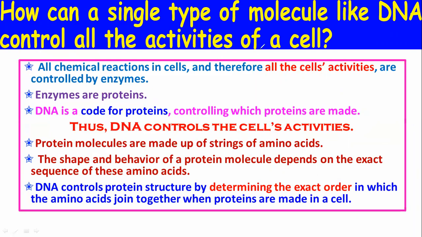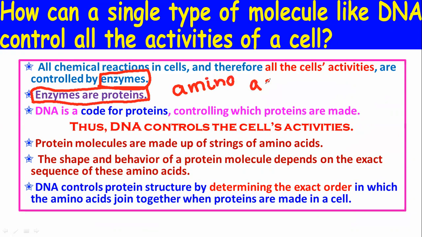So the question comes to mind: how can a single type of molecule like DNA control all the activities of your cell? That's very important. You need to remember that all the reactions in the cells are controlled by enzymes, and enzymes are protein in nature. And what is the monomer for any protein? That's called amino acids.